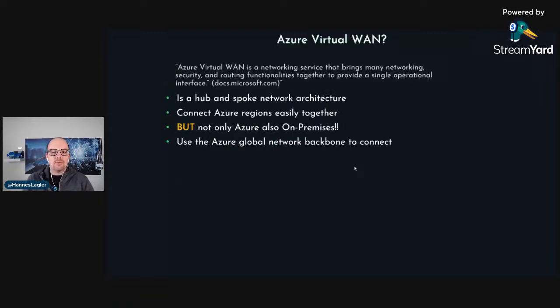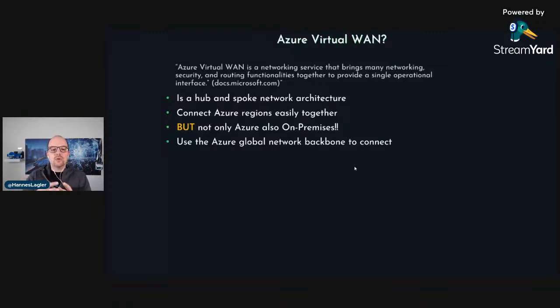What is Azure Virtual Wan? The official statement from Microsoft is: Azure Virtual Wan is a networking service that brings many networking, security and routing functionalities together to provide a single operational interface. This is coming from docs.microsoft.com, so this is the official statement. At the end, it's a single pane service which gives you the ability to design or implement a hub and spoke architecture. It's a fully managed service. It's fully managed by Microsoft.